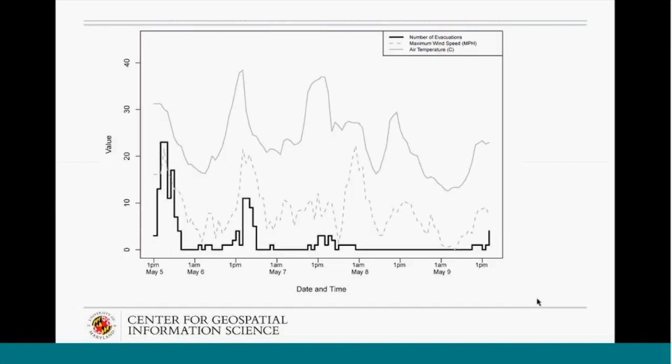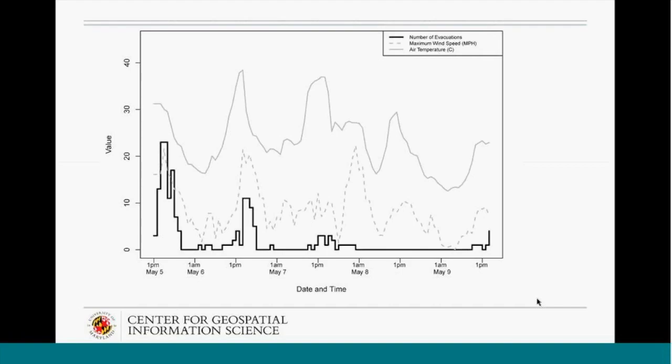Another kind of cool graphic I made, this isn't survival analysis, but this is just basically plotting a bunch of variables along the same timeline. And I managed to match up those values too, which is kind of cool. So here you can see the raw number of evacuations over time. You can see the maximum wind speed over time and the air temperature over time, right? And I think it's interesting because you can see a few areas where all three of these factors spike, where the number of evacuations spike along with the maximum wind speed and the maximum air temperature.